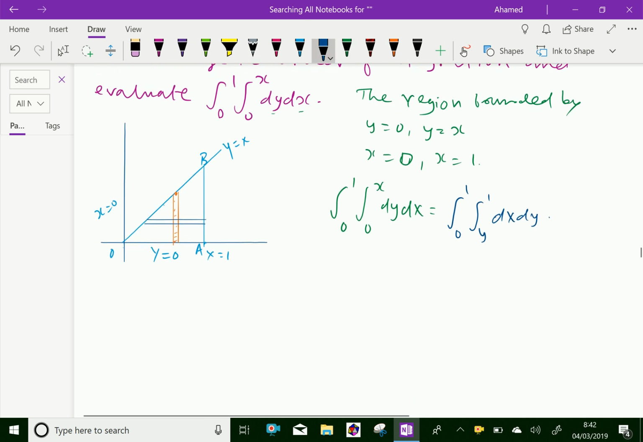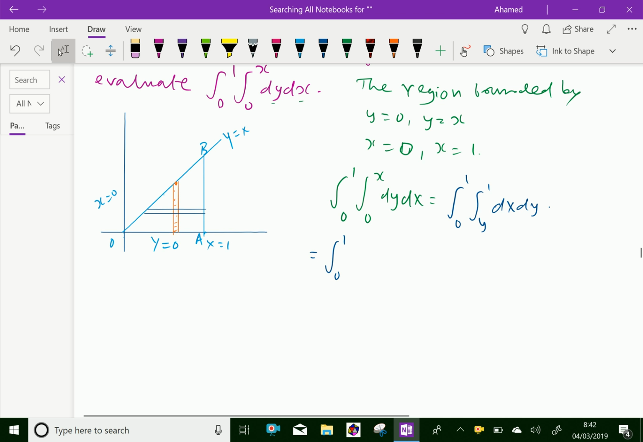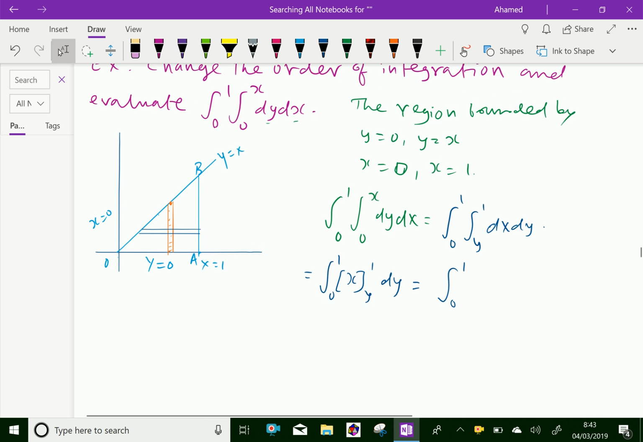Therefore, we can calculate this as integral 0 to 1 of, first dx, that is dx dy. dx has the coefficient 1, so the integration of 1 is x, with limits y to 1, dy, which is equal to integral 0 to 1 of 1 minus y, because we are giving the limits of 1 and y, we use 1 minus y dy.